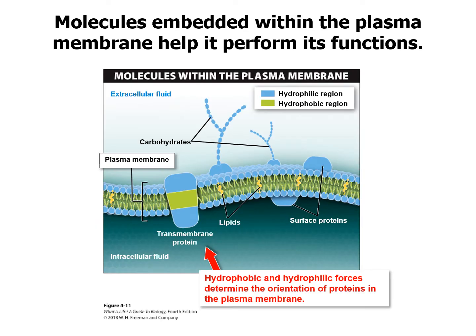So molecules embedded within your plasma membrane are going to help perform its functions. This is sort of a way to get around that hydrophobic and hydrophilic heads and tails, so that phospholipid bilayer. So the hydrophobic and hydrophilic forces are going to determine the orientation of proteins in the plasma membrane, and those proteins are then going to help move and transport things into and out of the cell. But this is going to be a very specific process.